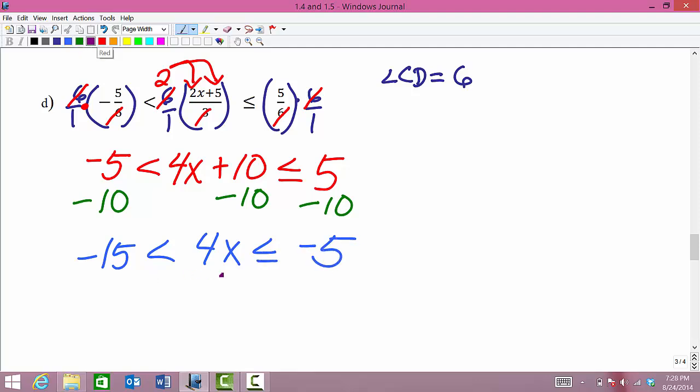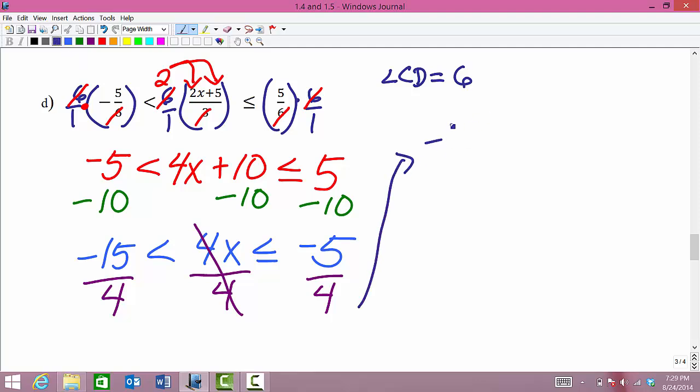The last thing that we want to do is to divide by 4. That'll give me x by itself in the middle, but if I divide by 4 in the middle, I have to divide by 4 also on the outer two edges. So our answer is negative 15 over 4 less than x less than or equal to negative 5 over 4.